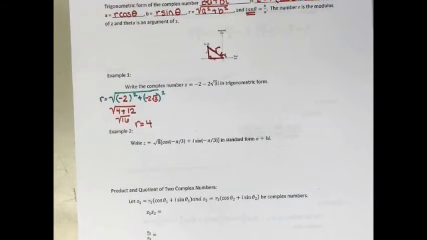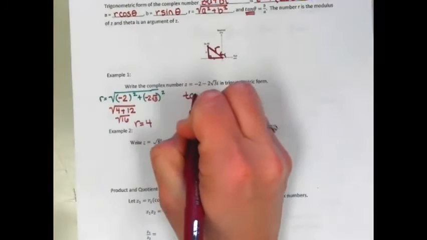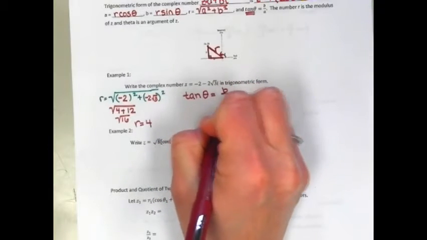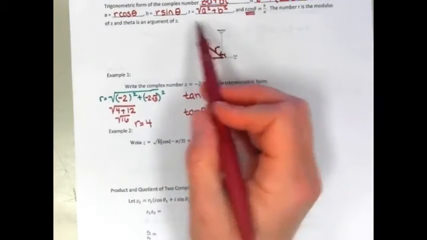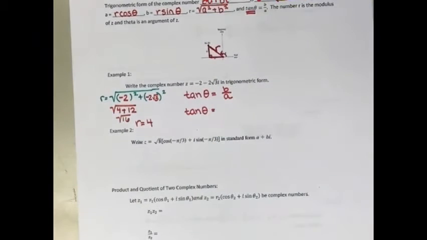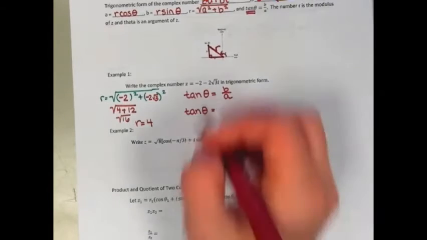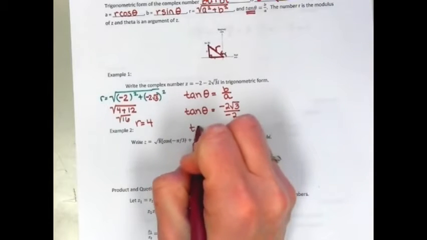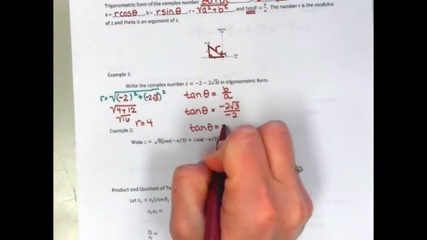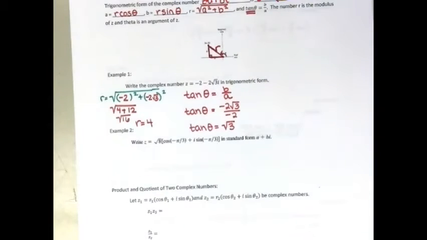Now we need to be able to find our theta, right? Can we find our theta? Yeah, because how do we find theta? We take the tangent of theta equals b over a. Well, what was my b? -2 radical 3. And what is my a? -2. So we know the tangent of theta is equal to just radical 3. You guys okay with that? Okay. Now, how do we actually find what theta is?